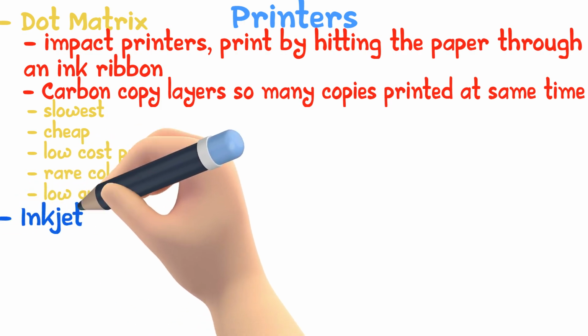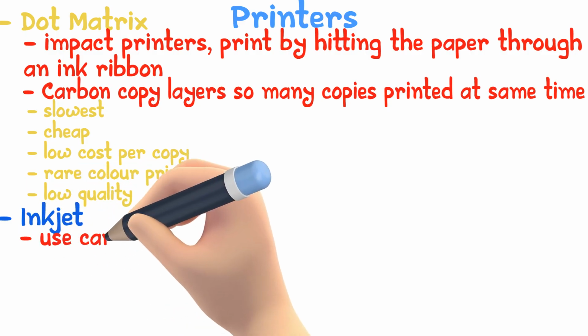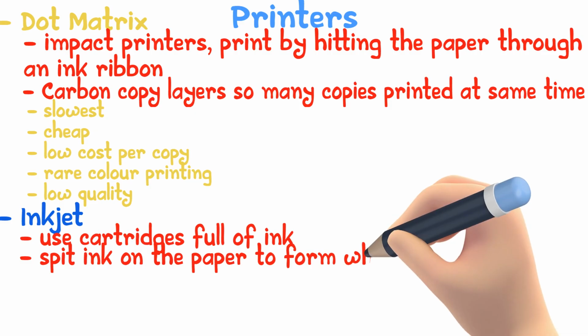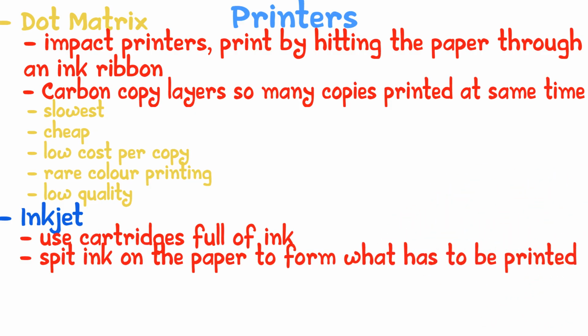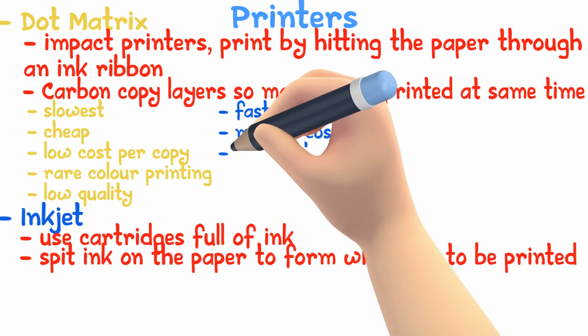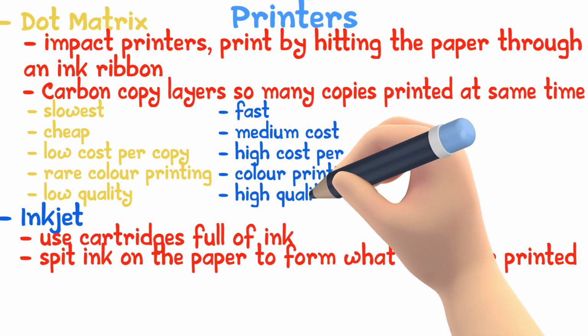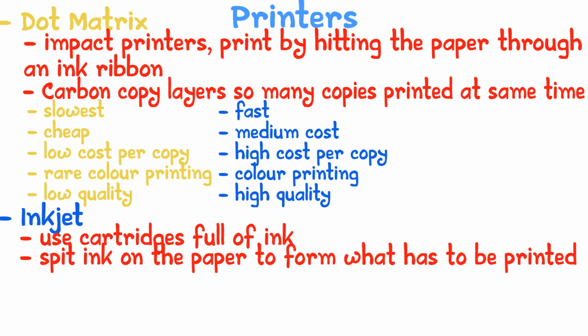Inkjet printers. Inkjet printers use cartridges full of ink to print. They spit this ink on the paper to form whatever must be printed. There will be a black cartridge along with a cyan, magenta, and yellow cartridge. Fast, medium cost, high cost per copy, color printing available, and high quality. Inkjet printers are used in homes. In fact, I'm sure the printer in your house is an inkjet printer.